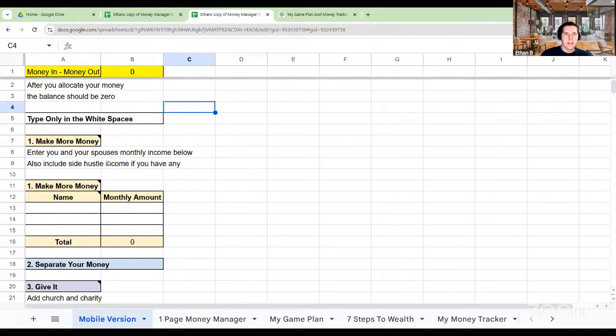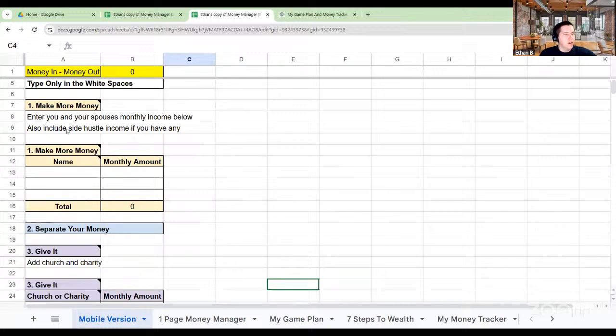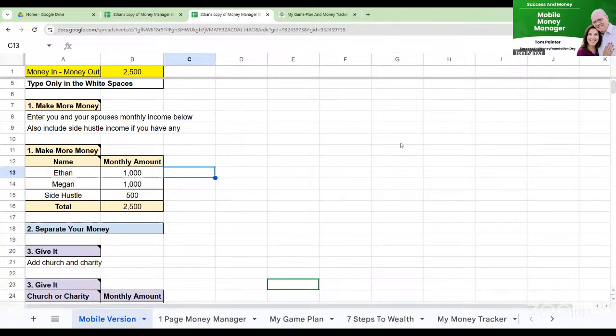So let's go down and start adding some money in here. To start, we're going to add ourselves and our spouse's monthly income if you have one. And then you could also include any side hustle income here. So for me, I'll say Ethan and Megan, and we could say side hustle. Just realized I don't know how to spell side hustle, so that's okay. And then we'll do a monthly amount. I'm just going to do easy numbers for us. Let's say we're both making 1,000 and we have a side hustle that's making us an extra 500 every month. And this happens to be US dollars.